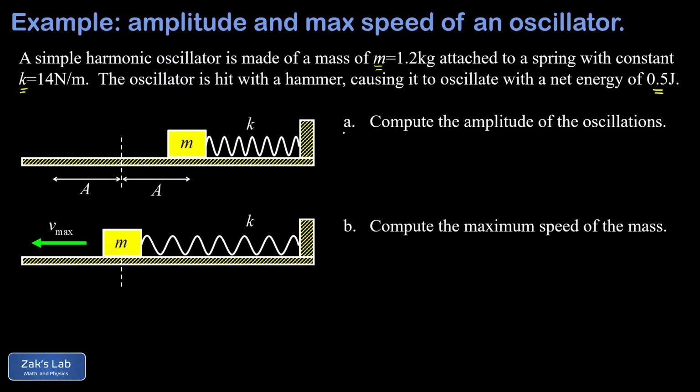Now there's two parts to the problem. In the first part, we want the amplitude of the oscillations, and in the second part, the maximum speed of this mass. So each of these is a quick energy conservation problem.